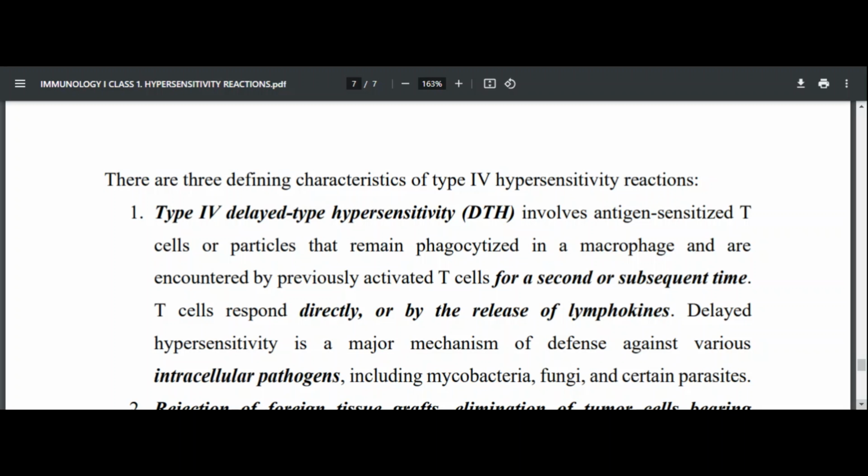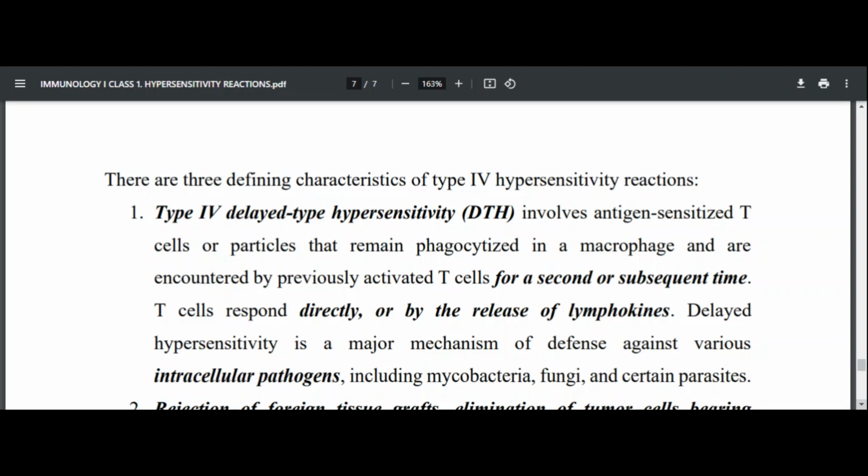So that is a type 4 delayed type hypersensitivity reaction, which normally involves second or subsequent exposure because of a certain antigen or a particle that remains phagocytosed in macrophage, as for example in the case of mycobacterium or fungi. Of course, you remember Histoplasma capsulatum. What it does is the same as Mycobacterium tuberculosis.